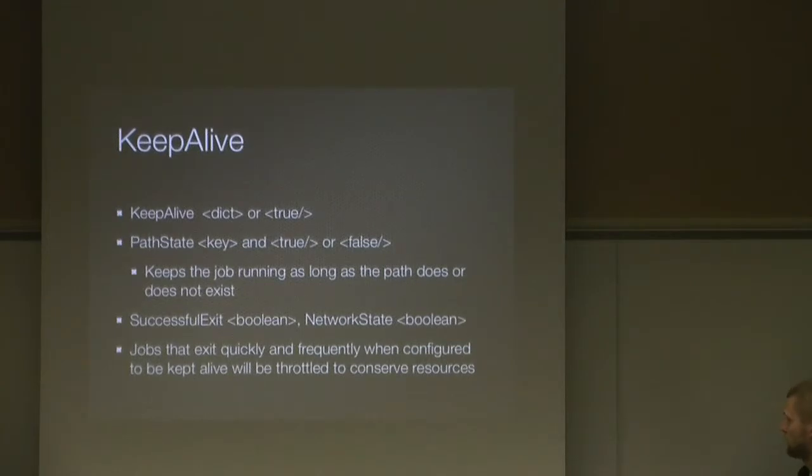In KeepAlive, they have something called PathState, and that can say if a file system path, like a directory or a file, exists, then keep that job alive. So you can have conditional keep alives. It can be true or false, so if that file doesn't exist. You can also do SuccessfulExit, so as long as this job exits successfully, it will stay alive, or the inverse, if it doesn't, it'll try to stay alive. And then NetworkState, which you may want to look at the launchd man page for, but it tries to judge whether or not the network is up and then run your job that way.